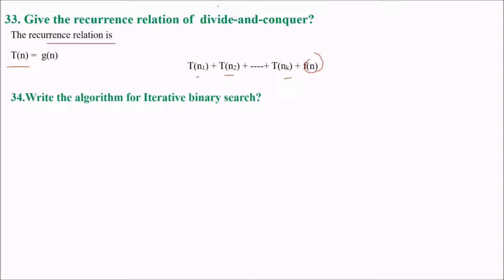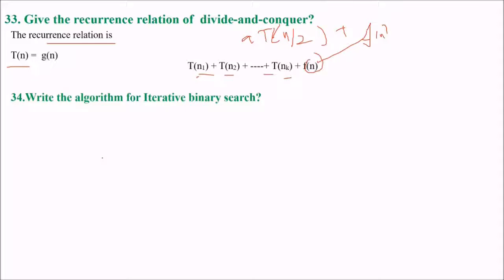For example, if you talk about merge sort, then this will boil down to some constant times T(n/2), and then you can have some function f. So this is the recurrence relationship of divide and conquer. The basic idea is to divide the problem into sub-problems and then to compute.